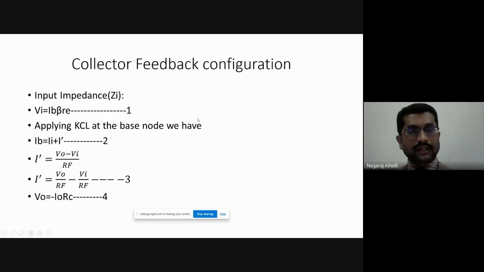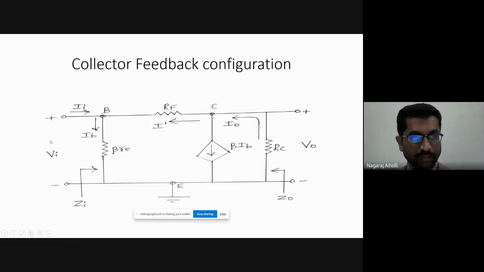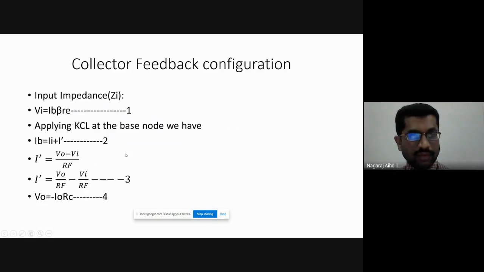Next, let us calculate the performance parameters. First one is the input impedance ZI. VI is the input voltage, seen from the input terminals. It is parallel here, positive to negative VI, across base to emitter terminal. Therefore, VI is equal to IB into beta RE.